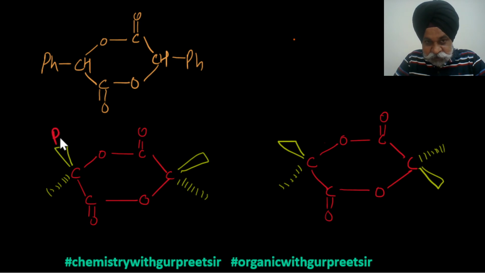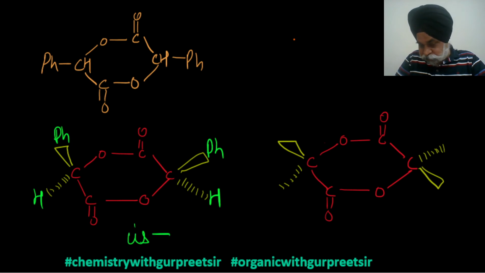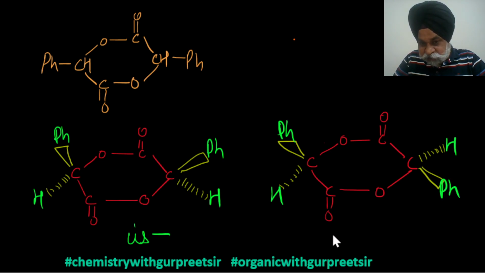If I say these two phenyl groups are on the same side, this phenyl and this phenyl on the same side, and this is H and H, in this sense I may say this has to be the cis isomer. And if I make this phenyl here, H here, and phenyl opposite, H and H opposite, then I will say it has to be the trans isomer. So these could be two stereoisomers in terms of geometrical isomers.